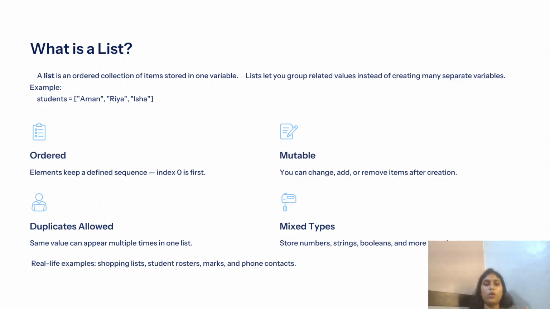Mixed data types. As I already told you, a list can store any kind of data together: string, integer, float, boolean, all together. A list can do anything. So we use a shopping list in our daily life, and we add quantities there. Playlists are there, and phone contacts are there. Everything we are just using lists only.